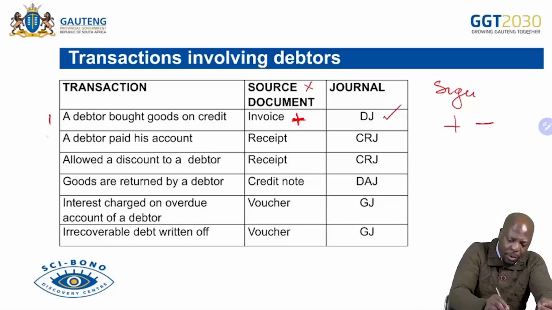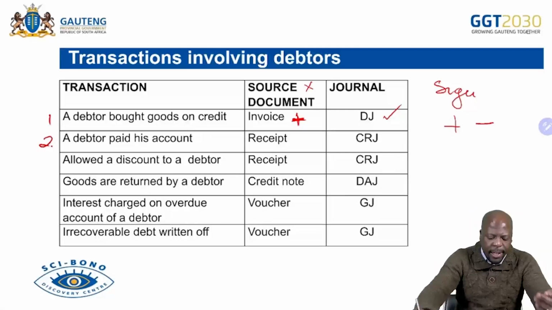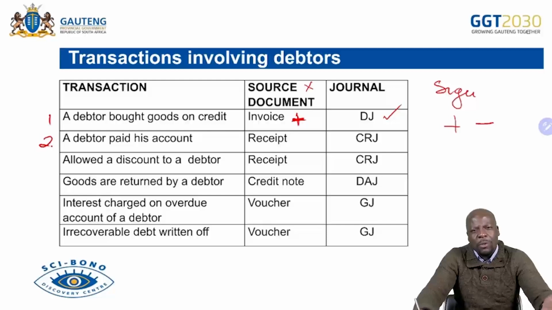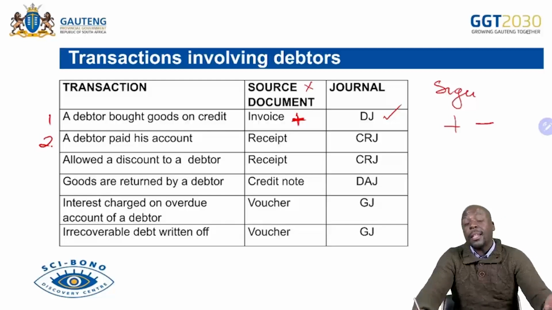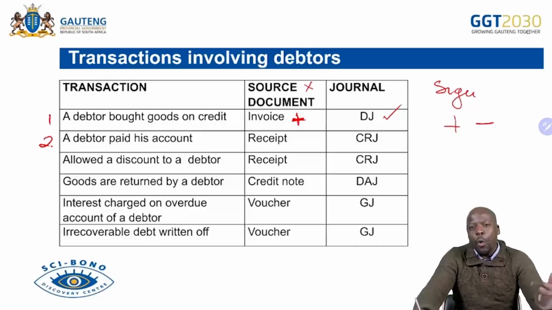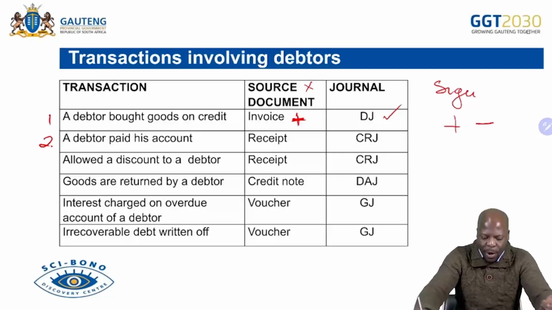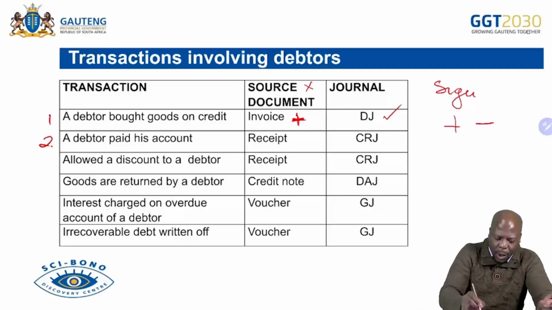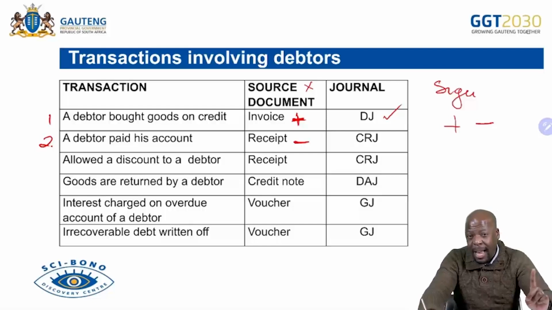Okay, let's go to number two. Number two now says, a debtor paid his account. When a debtor settles the account, the source document becomes a receipt. Remember, when the debtor settles the account, it reduces what they are owing us. Therefore, the sign that is going to go with your receipt is going to be a minus. Remember this sign is very important, especially when we're doing questions. I'll repeat again. Number two, when a debtor pays his account, it is a receipt on the source document, and then the sign should be a minus.